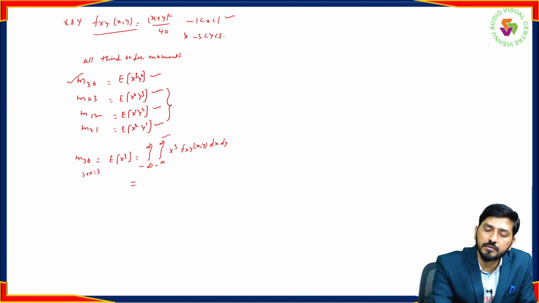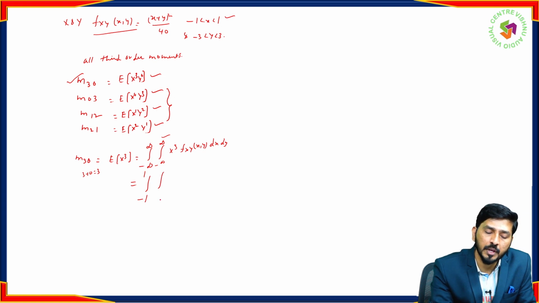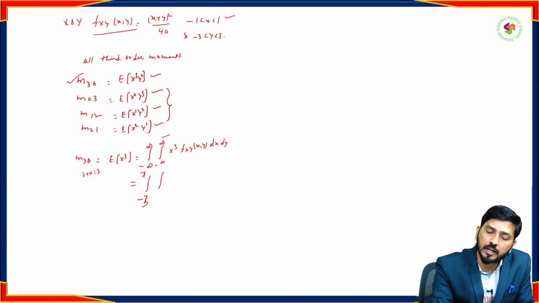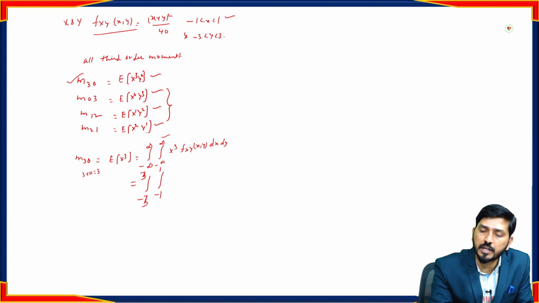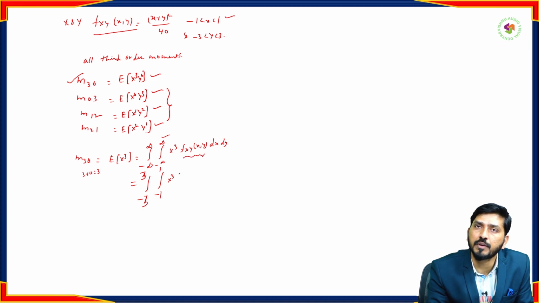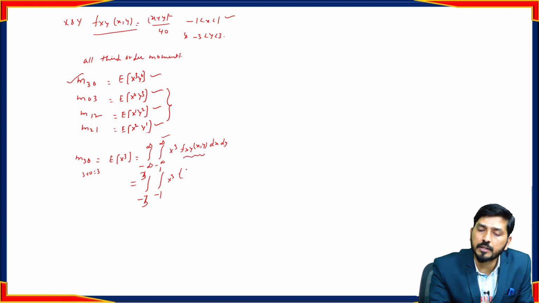So this is the generalized formula. But as per the formula given, the limits are changed: for y it is minus 3 to 3, and for x minus 1 to 1. X power 3, what is the joint density function f_XY(x, y)? (x plus y) whole square by 40, dx dy.